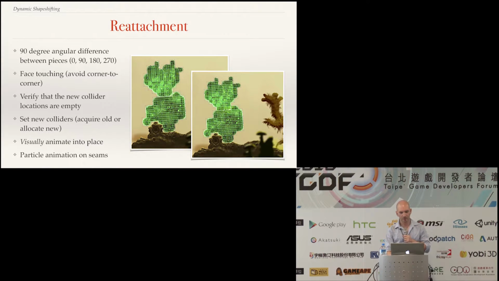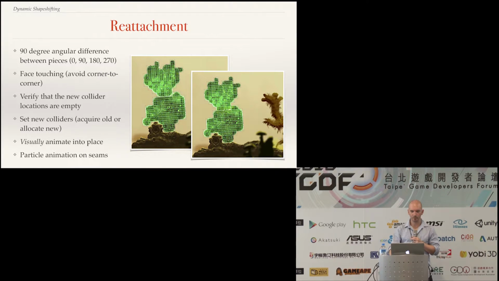So, reattachment. Because of the grid nature of the game, it only happens in 90-degree angular differences: 0, 90, 180, 270. And there has to be face-to-face touch. The reason is that if you have corner-to-corner, let's imagine that I just reattach the corner-to-corner, and then on the next frame it will get split and then reattached. You don't want that.